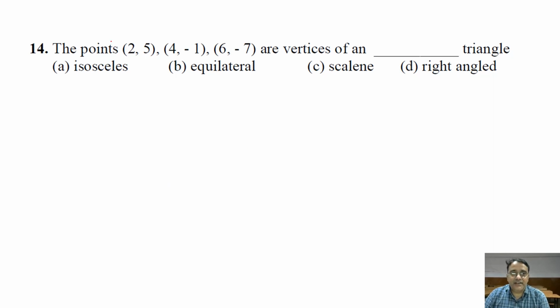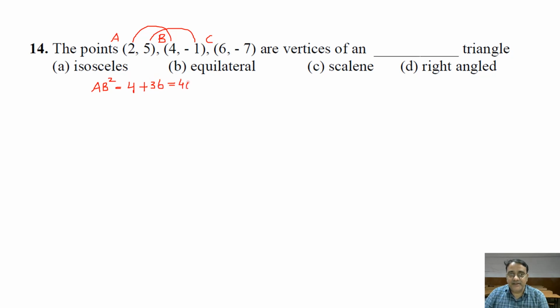Let us take this as A, this as B, and this as C. So we are going to find all three sides. Then only we can conclude. So let us start with AB square. The benefit of taking the square is that we do not have to write the root. So 4 minus 2 whole square, that is 2 square, 4, minus 1 minus 5 whole square, that is minus 6 whole square, 36. So we are getting 40.